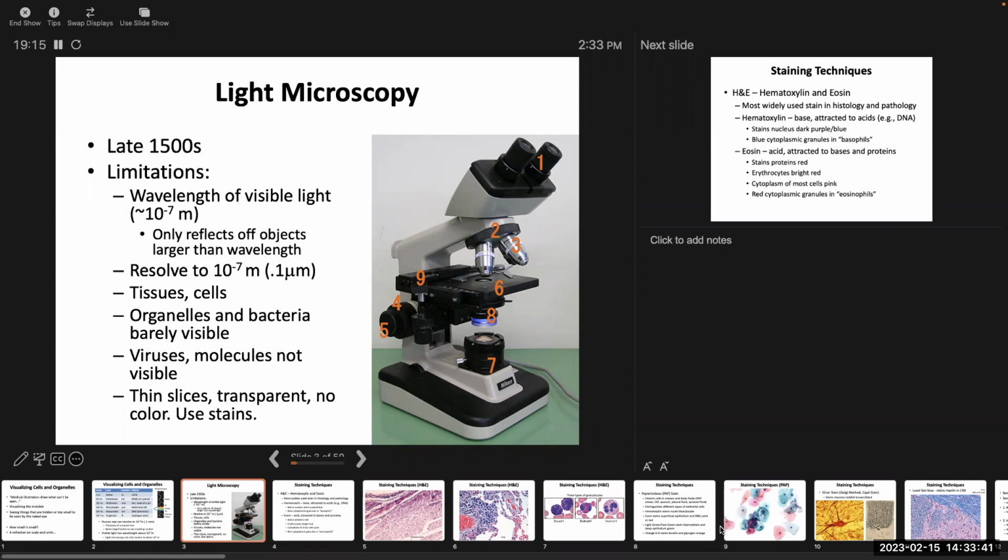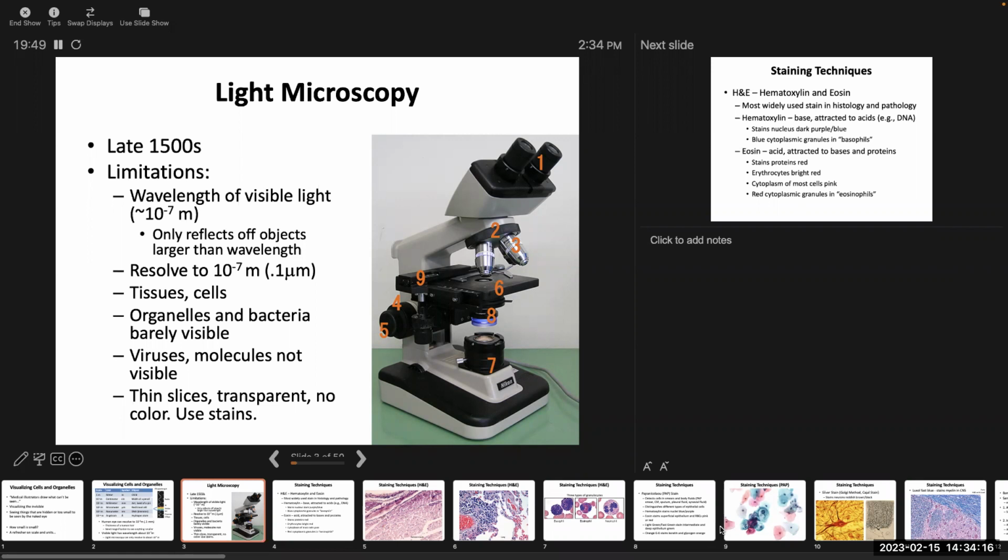Bacteria are barely visible under a light microscope. You can usually see individual bacteria, but you can't necessarily make out much about the detailed structure of the bacterium. And things like viruses are usually completely invisible to light microscopes. Viruses are simply too small. They are orders of magnitude smaller than a typical cell in the body, so they're not visible. And as I've already mentioned, individual molecules are also not visible under the light microscope.